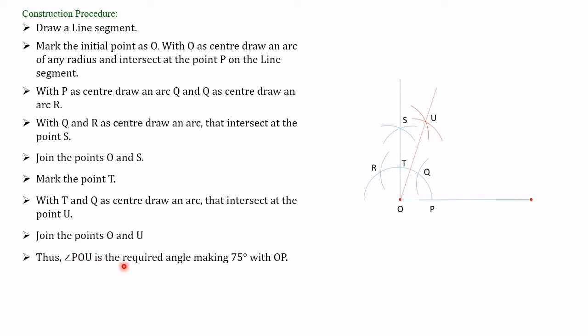So angle POU is the required angle, making 75 degree with OP. So angle POU is 75 degree, that 75 degree making with the line OP.